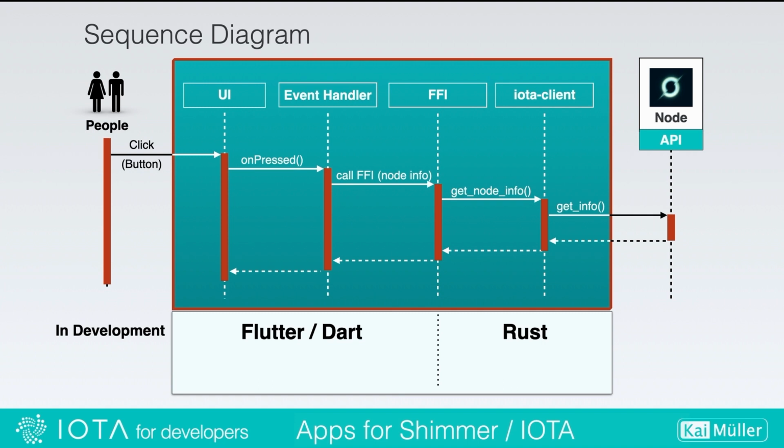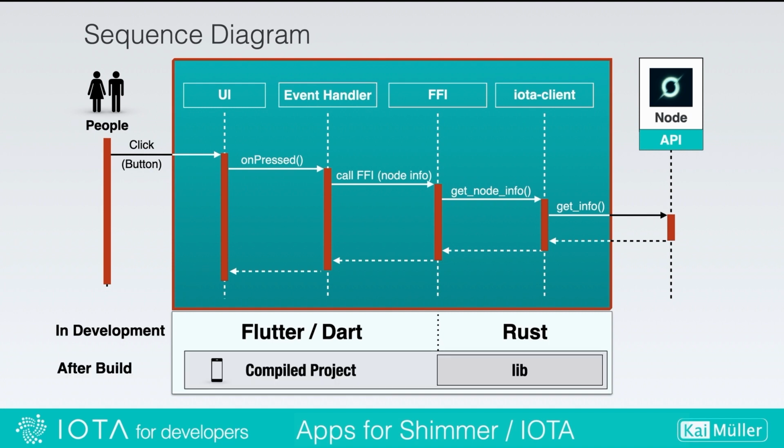This separation allows for leveraging the strengths of both languages: Dart for the front-end user interface and interactivity, and Rust for robust back-end functionality and integration with libraries like IOTA. During the build phase, the Rust code is compiled into a library that is then incorporated into the Flutter app. The entire code base is compiled into machine code that can be executed on the target platform.